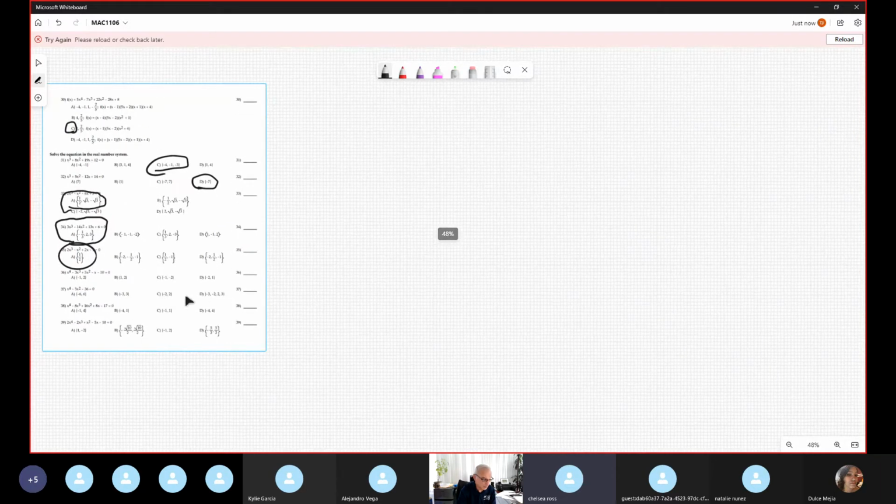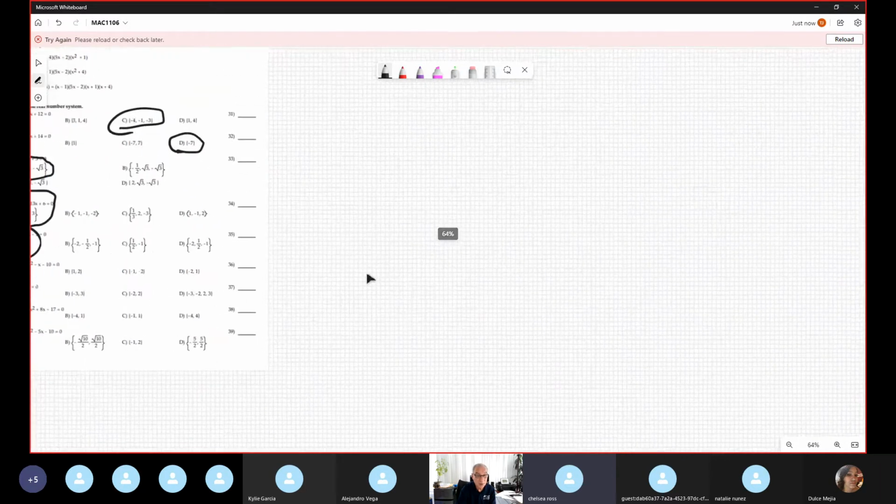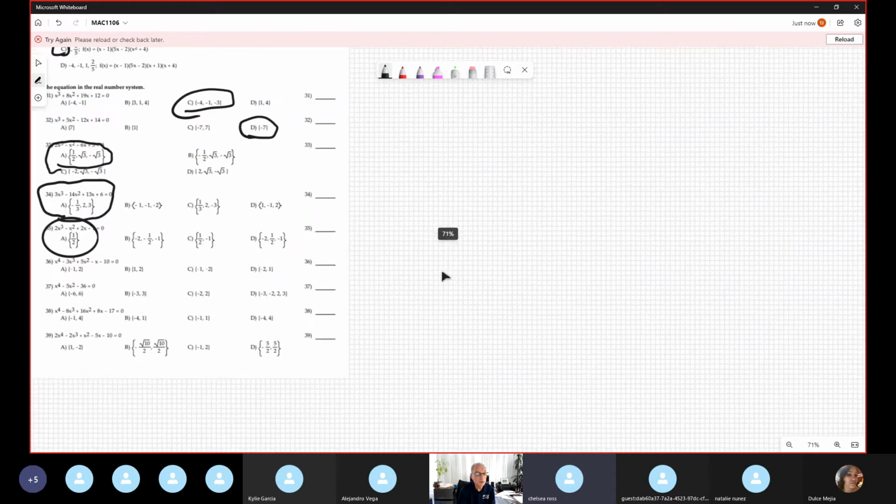Okay, number 36. This is more complicated because it's degree 4. So far, degree 3. In degree 3, you solve the problem doing 2 synthetic divisions. In this case, you need to do 3 synthetic divisions, or not, depending on the problem.